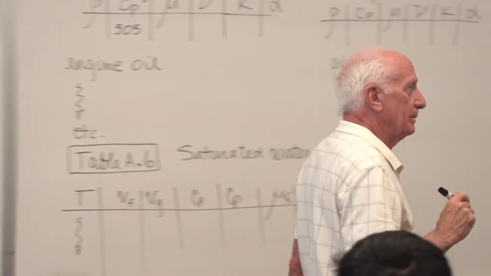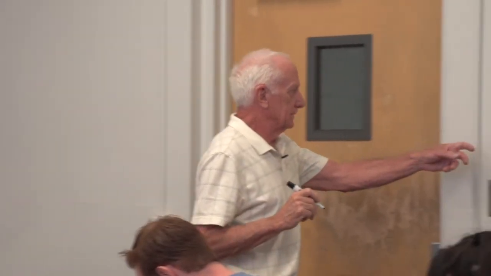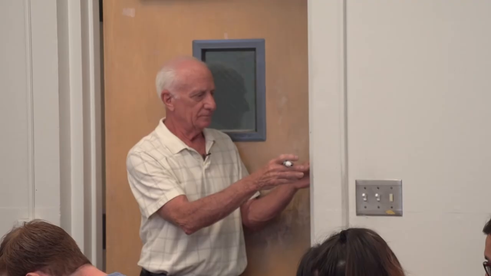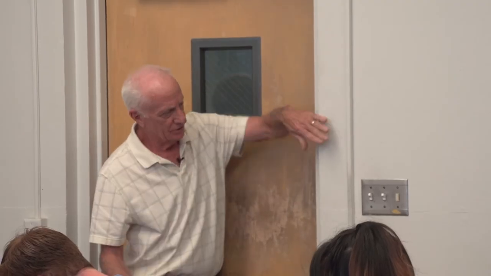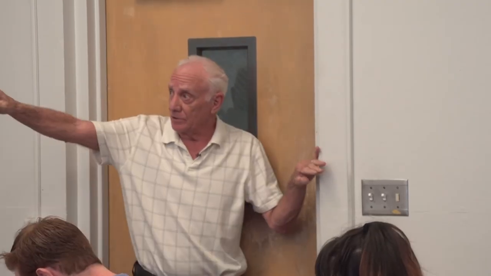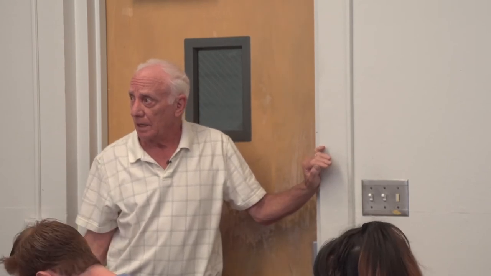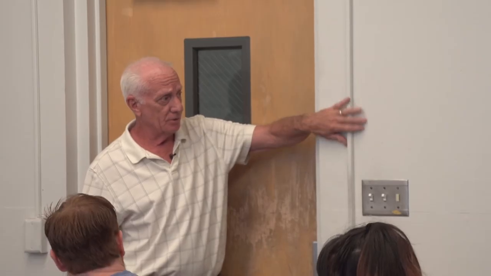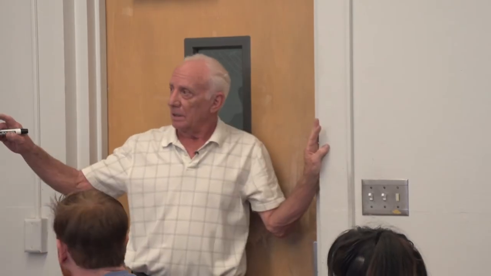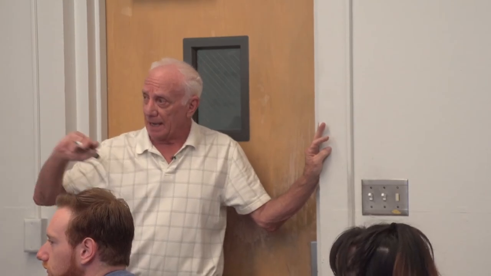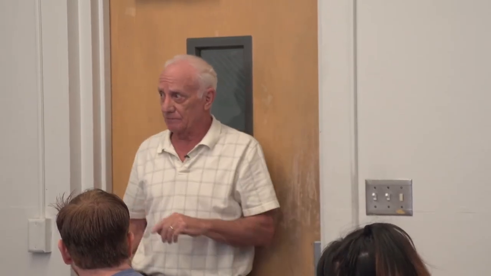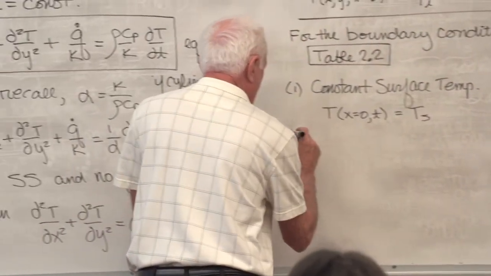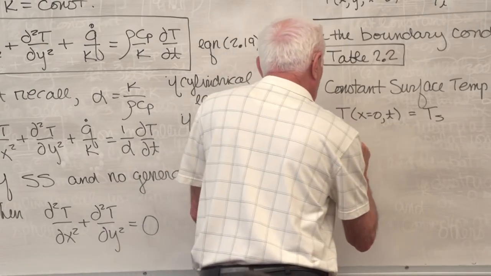So maybe we're looking at this concrete wall. And I don't know, it's 8 centimeters thick, something like that. I'm measuring x from here out into the hall. x goes that way. This is x equals 0. So my initial condition might be, at time equals 0, this wall is pretty much at the same temperature, I'll say 72 degrees Fahrenheit. My boundary condition then is suddenly I change the temperature of the wall to 100 degrees Fahrenheit. That's a constant surface temperature boundary condition. Okay, that's the first one. The second one is constant surface heat flux.